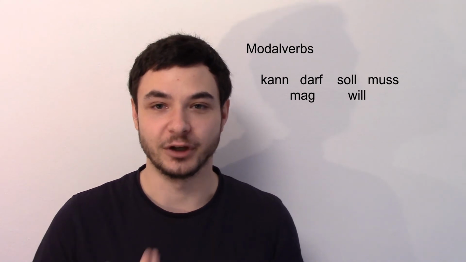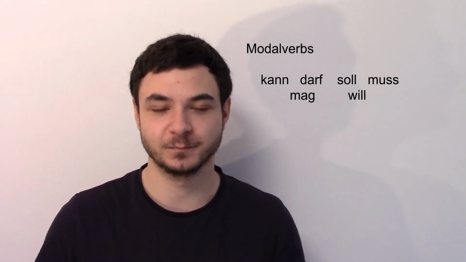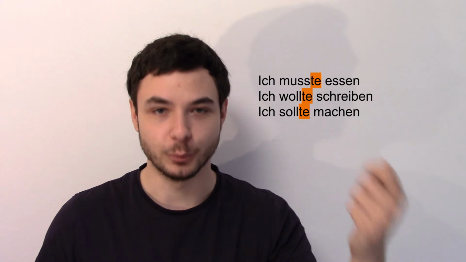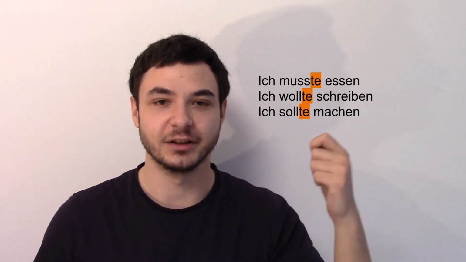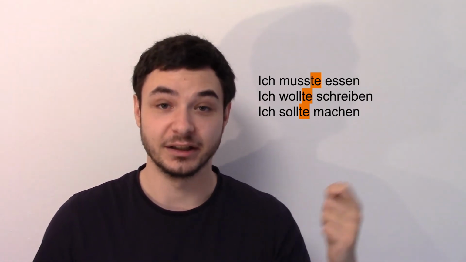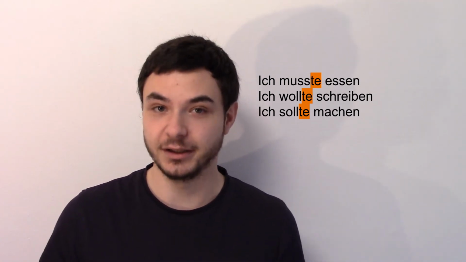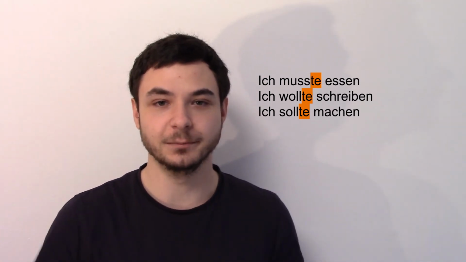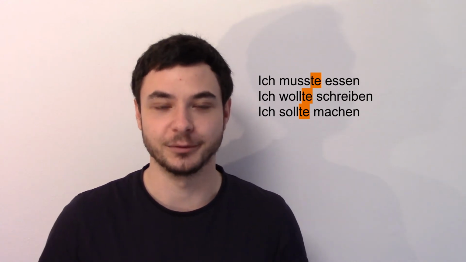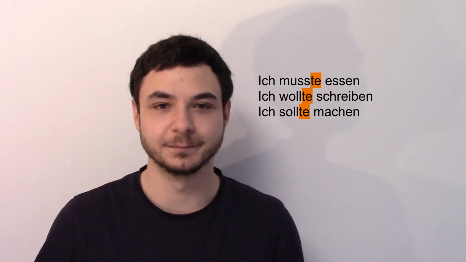The modal verbs for I get a TE at the end. So we say, ich musste essen, ich wollte schreiben, ich sollte machen, and so on. So what we can see here is, we do not have a GE and we do not have the verb habe. We put a TE at the end.